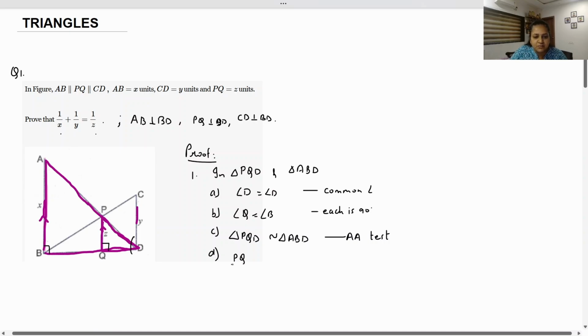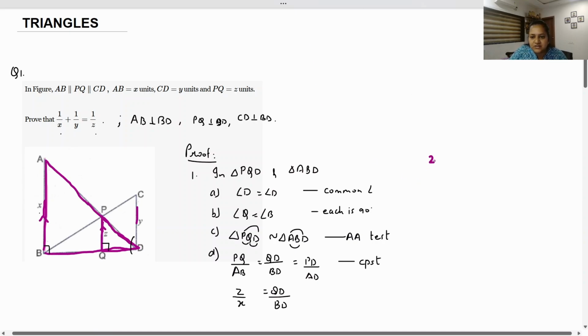Now because the two triangles are similar, we take the sides in proportion. We get PQ upon AB is equal to QD upon BD is equal to PD upon AD. Reason being corresponding parts of similar triangles. Do we know PQ? Yes, PQ is Z. AB is X. QD, we do not know. BD, we do not know. We have PD and AD. Do we need them? Mostly we won't need them, so for now we'll just leave them there.